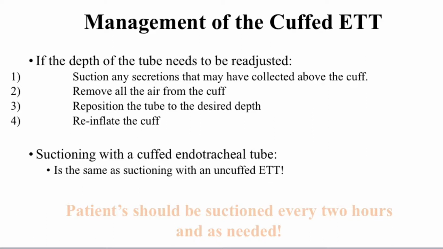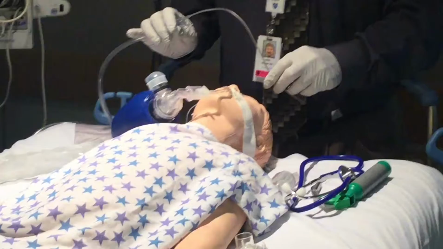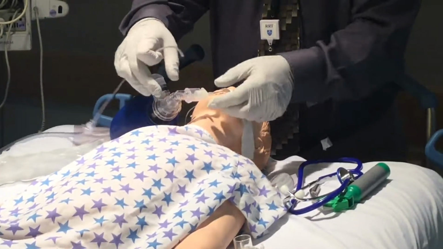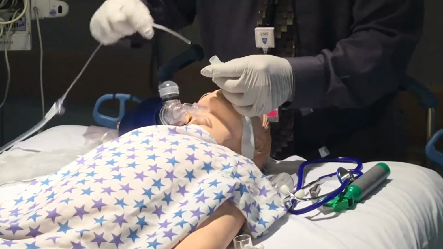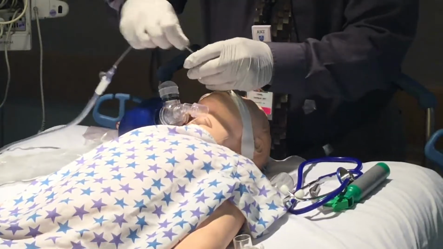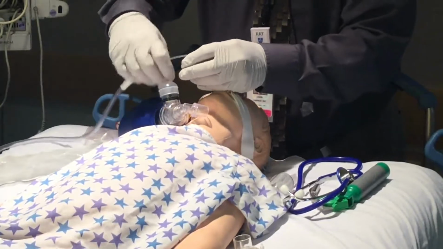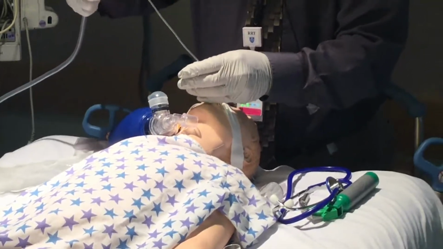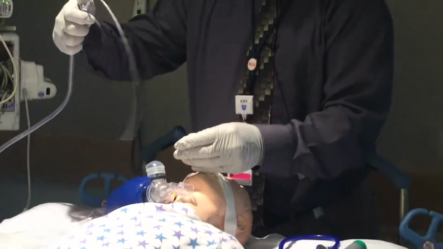Suctioning a cuffed endotracheal tube is the same as suctioning an uncuffed endotracheal tube. Insert the catheter into the airway. Withdraw, applying intermittent suction for no more than 15 seconds.